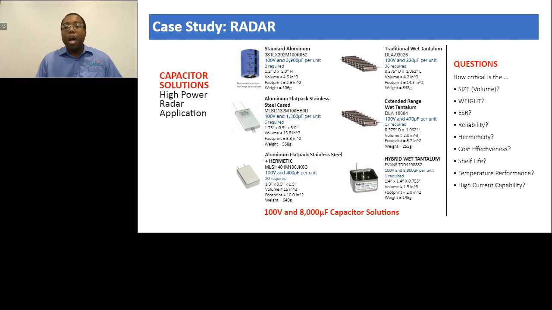Next, we see our options to meeting our 100-volt, 8,000 microfarad requirement. Again, we ask the same questions as seen on the right. If this is a ground-based radar system, perhaps minimizing space and weight may not be as important, but in an airborne system, this is a standard requirement. Additionally, a capacitor with a higher ESR can generate more heat, which may require the addition of a complex cooling system.